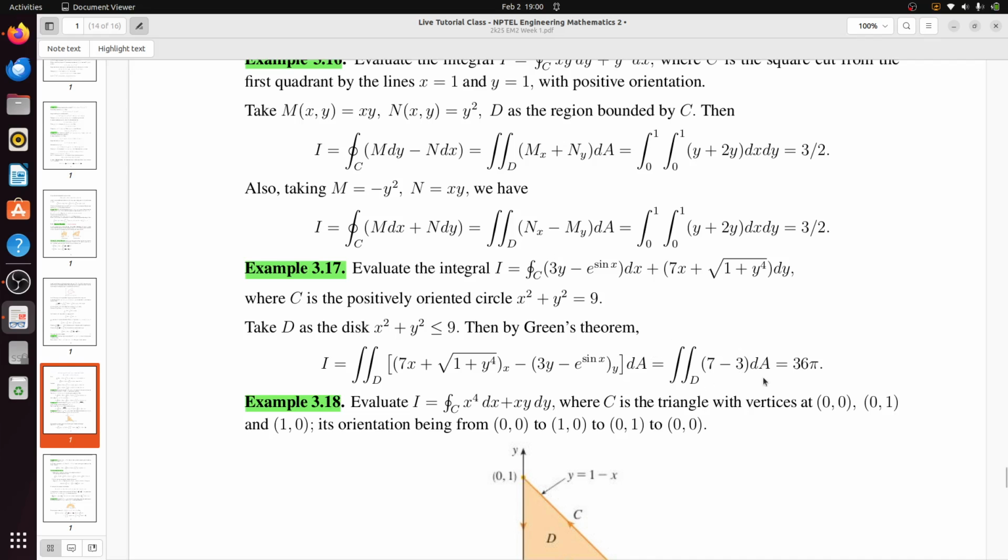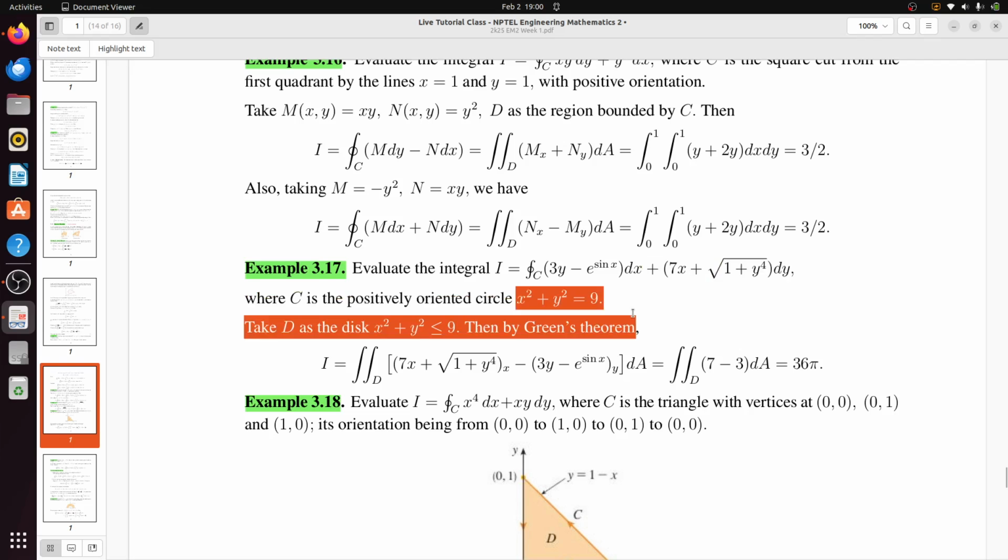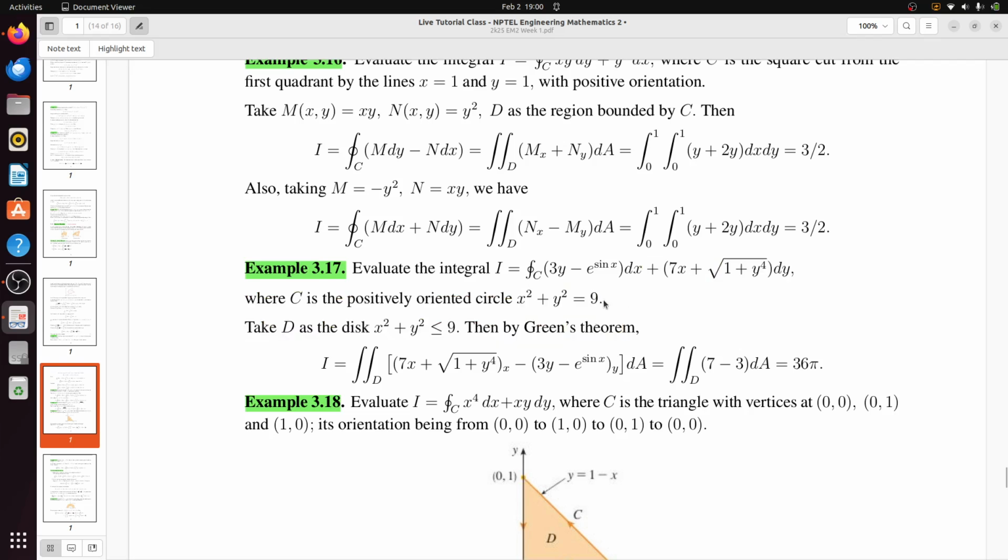4 into dA means 4 into the area of that circle. What will be the area of this circle? You have radius 3, so pi r square is 9 pi. And there is the 4, so that will be 36 pi. Okay.